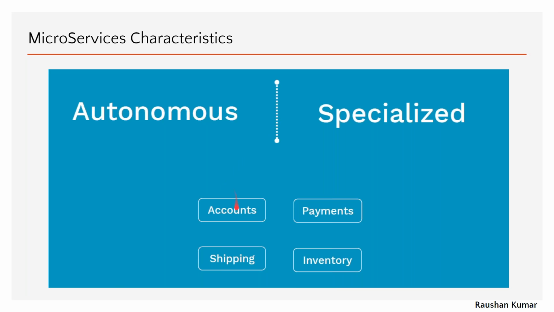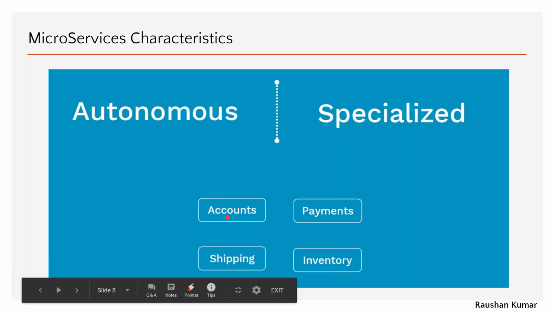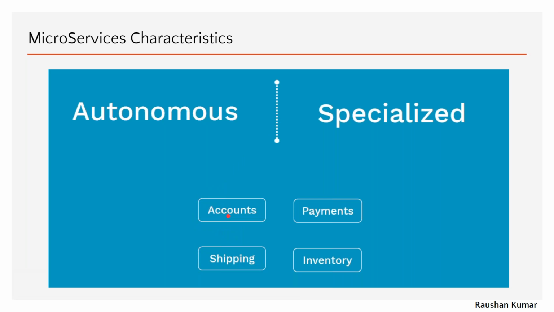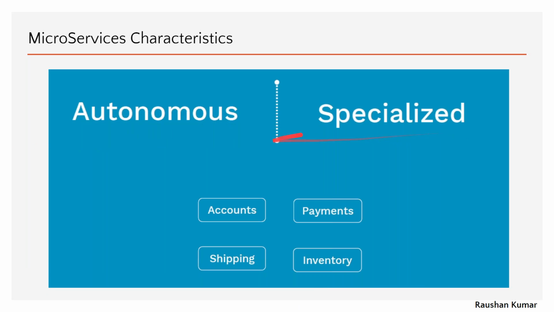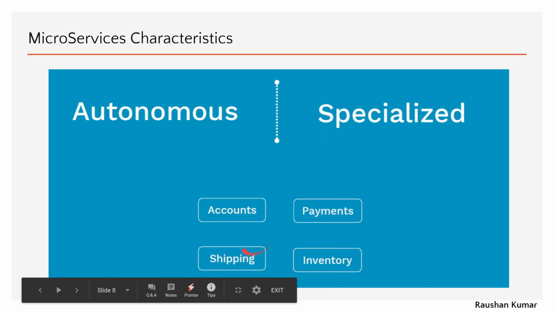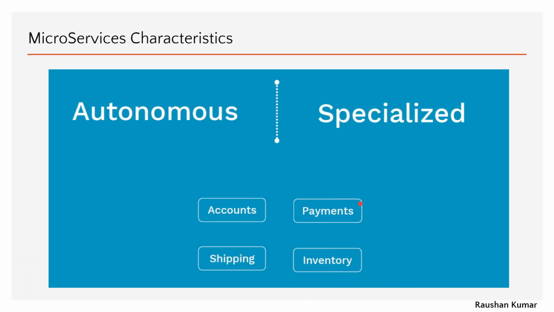That's what I'm trying to do here. In my first slide, when I started with monolithic applications, I had the same business logic and the same application components: accounts, shipping, payments, inventory. It was tightly coupled, but now they are autonomous and specialized. They are not dependent on each other. If one of the modules, say accounts, is not working, it will not bring my other application down.